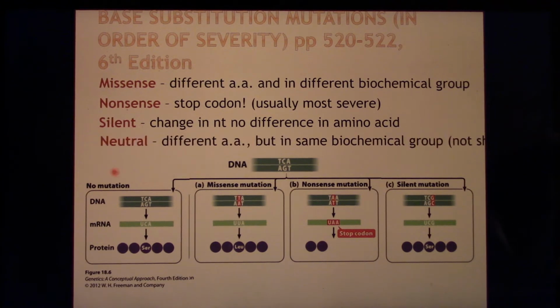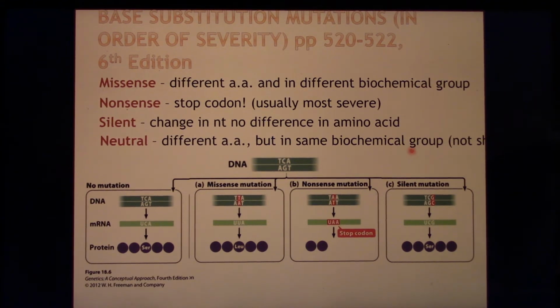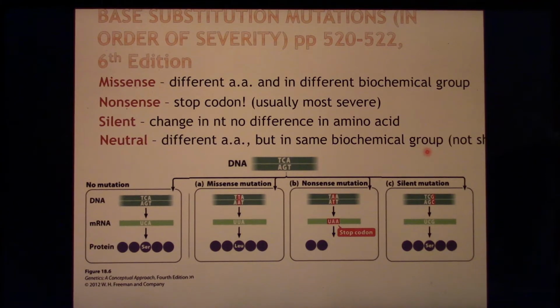The last type is a neutral mutation. It has a different amino acid, but the amino acid is in the same biochemical group, so it's not the same as missense. Missense is a different amino acid that's in a different biochemical group. When you're writing your answers on your ICE, you need to say different amino acid and different biochemical group, or different amino acid but in the same biochemical group. And your test answers need to say that too, or they will be marked wrong.